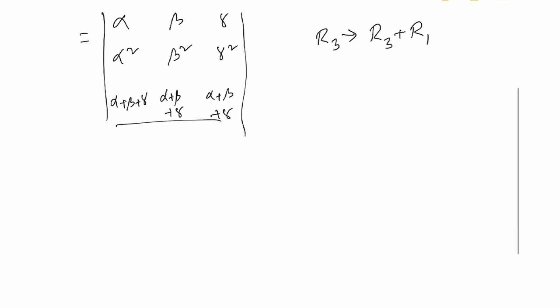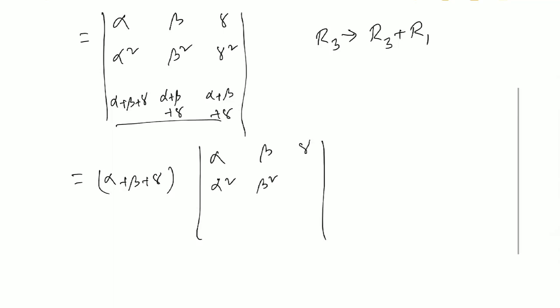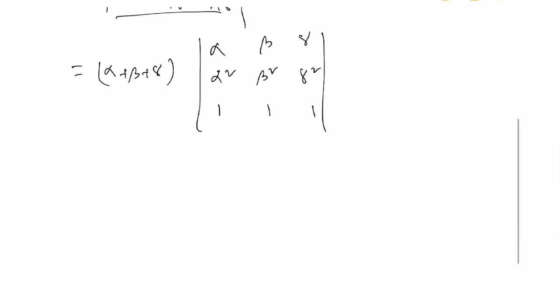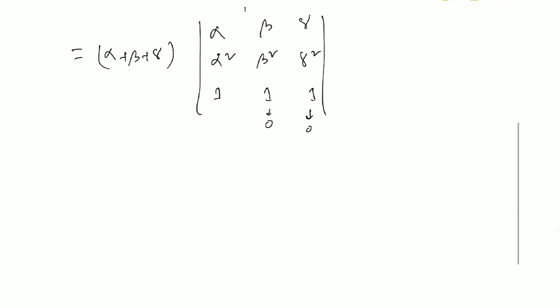Now take this alpha plus beta plus gamma out of row 3, so that in the determinant you have alpha, beta, gamma, and alpha square, beta square, gamma square, and on the third row we have 1 1 1. As discussed in the earlier video, we have to make only two zeros in any column or any row, and then expand it. We are getting 1 1 1 here, so it becomes obvious that we will convert only two zeros.